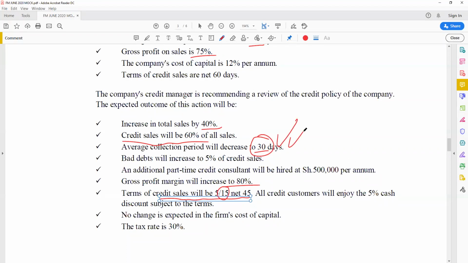Because if all of them got the discount, it means they paid in day 15, isn't it? Because as per the terms, the customer is 5/15. So if the customer wants to get the money at the discount, then they must have paid in day 15. Yes. But we are seeing that on average it is 30 days for the customer, which implies that there are some customers who didn't pay in day 15. Can you see my point? Which implies, therefore, that you cannot assume that all the company customers got the discount.